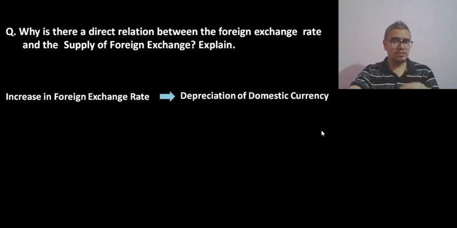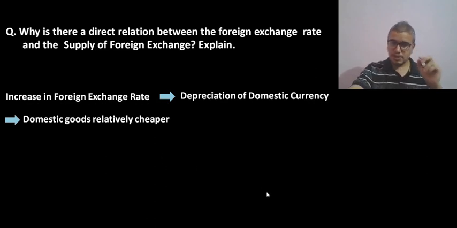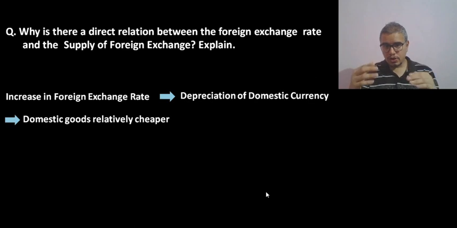Whenever domestic currency depreciates, our goods, that is domestic goods, become relatively cheaper for foreigners. Why is it so? We have discussed this in our previous class. Because of the change in the exchange rate, the foreigners will start buying more domestic goods because they have now become relatively cheaper to them.